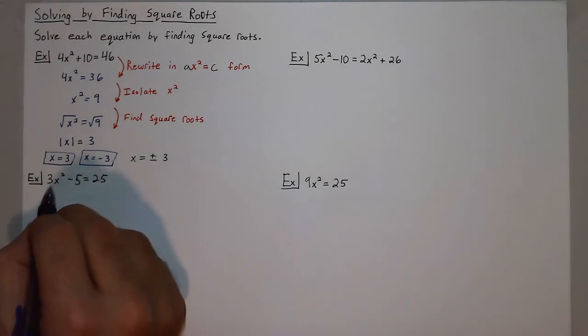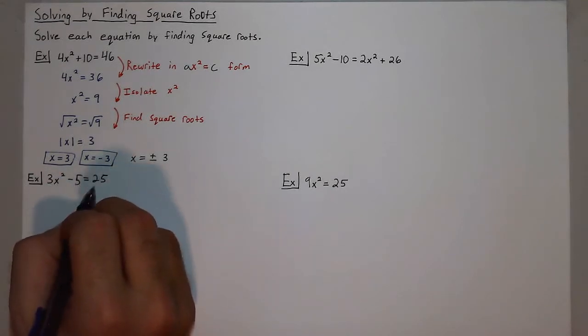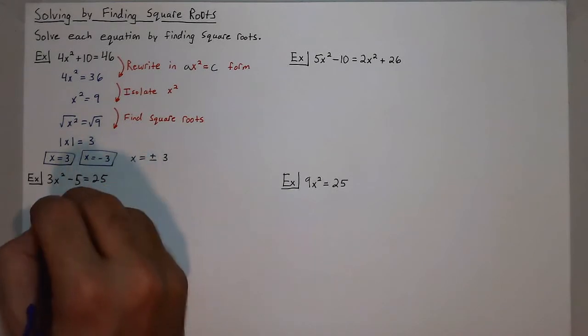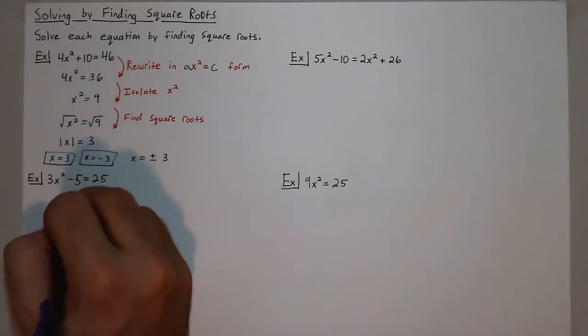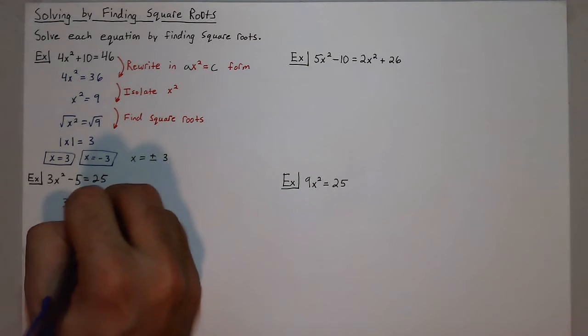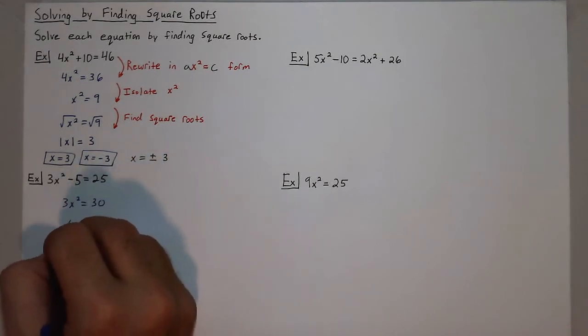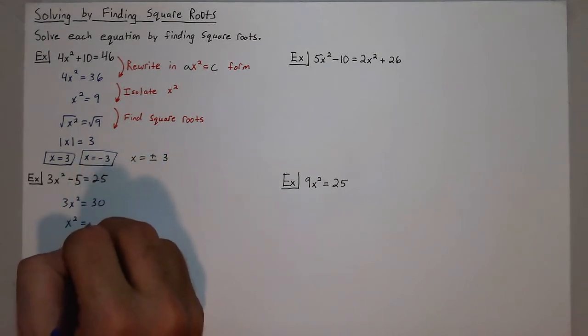So again, we have 3x squared minus 5 equals 25. So first we'll add 5 to each side of the equation. Give me 3x squared is equal to 30. I'll divide each side by 3. Give me x squared is equal to 10.